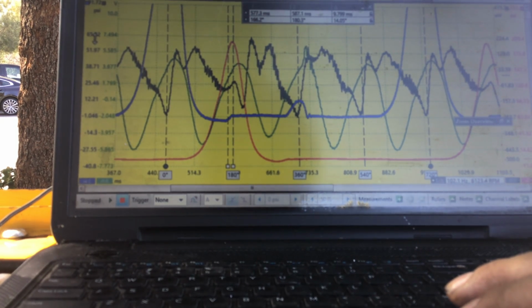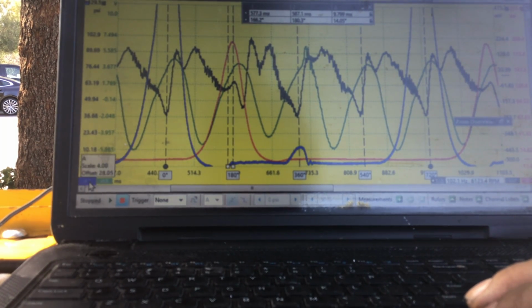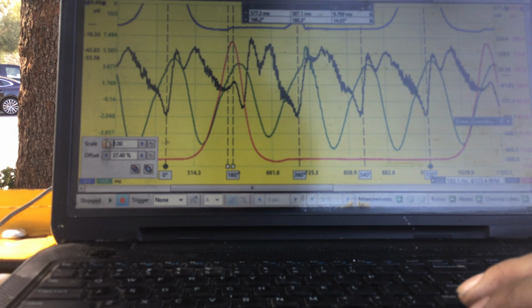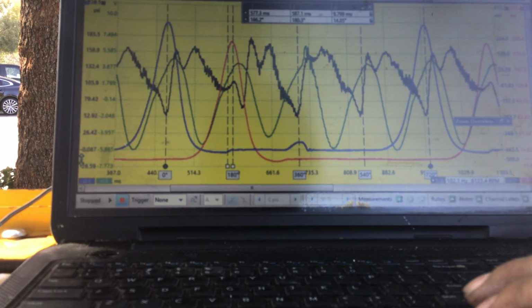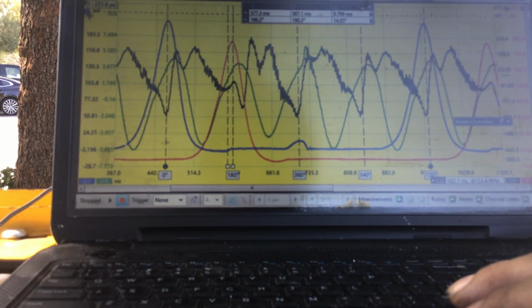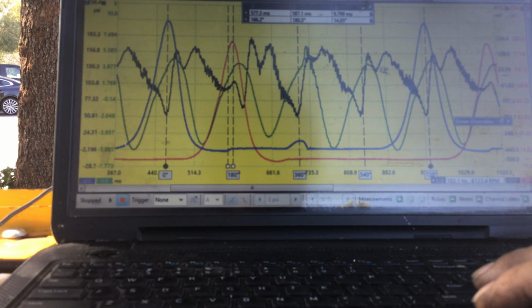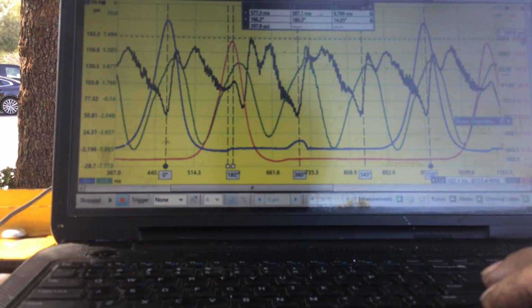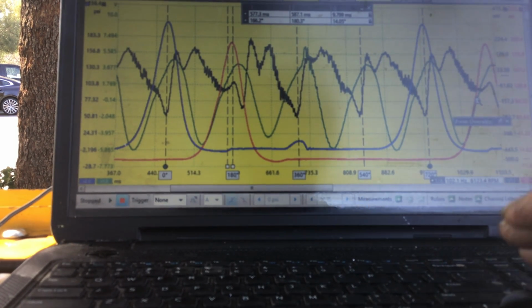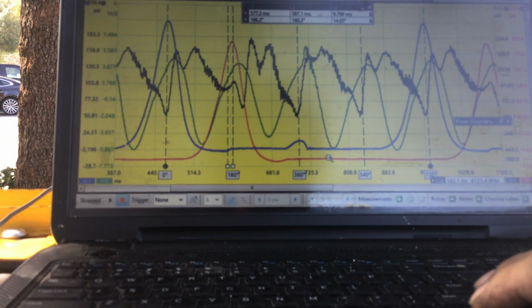And how are our compression numbers? Let's look at those. We'll make comparisons between the normal cylinder and the cylinder with excessive exhaust lash. Okay, we're about 206 on the cylinder with the lash, and on the cylinder with good valves we are about 192.